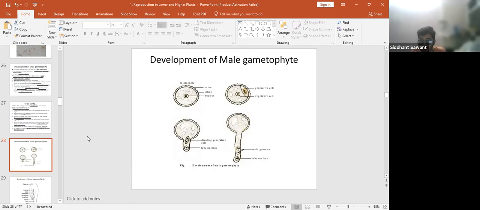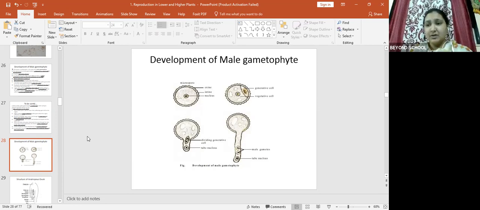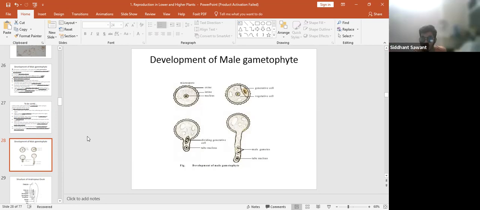Ma'am, the pollen tube cell and the two male gametes. Yes, absolutely right. Are the male gametes motile? No, ma'am, they are non-motile. The tube cell finds the pathway and through that pathway the male gametes reach the ovary.